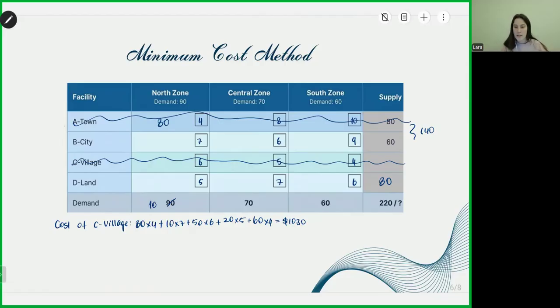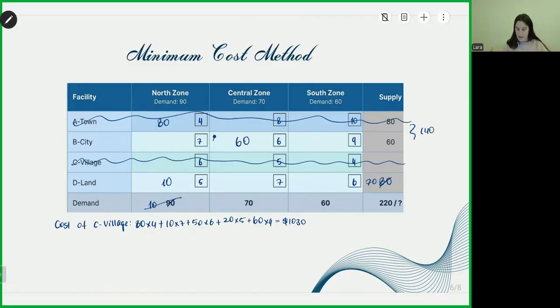And then I'm going to look again. I see a 5. So I'm going to go to there. So 80 and 10. 10 is less than 80, so I'm going to write 10 here, and I'm done with this one. And then I can write 70 here because D-land can allocate 70 supplies more. And I'm going to look again, and I see a 6. There's 2, but I'm going to look at this one. Okay, so 60 and 70.